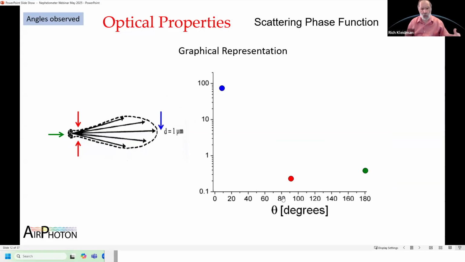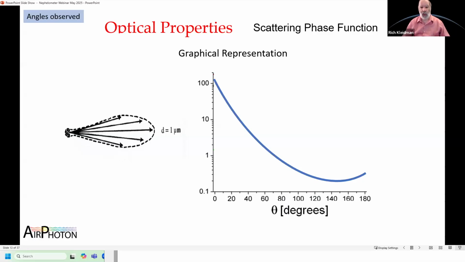And if I have the capability to do this over multiple angles, then I can construct what's called a scattering phase function. And you can see here that, especially for a large particle, and I may actually be underrepresenting this here, most of your signal is going to be in the forward direction, and especially the closer you get to full forward scattering.